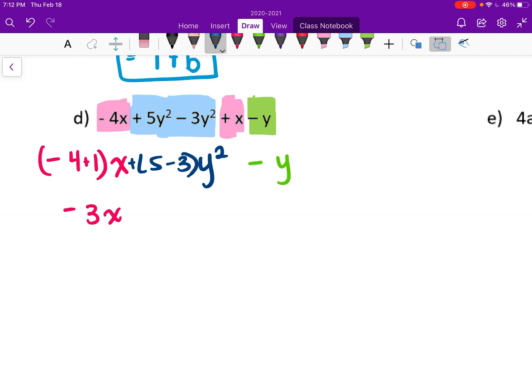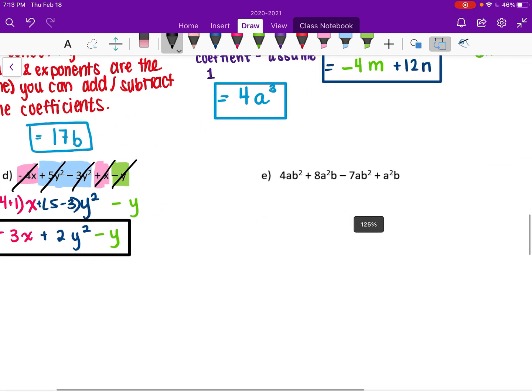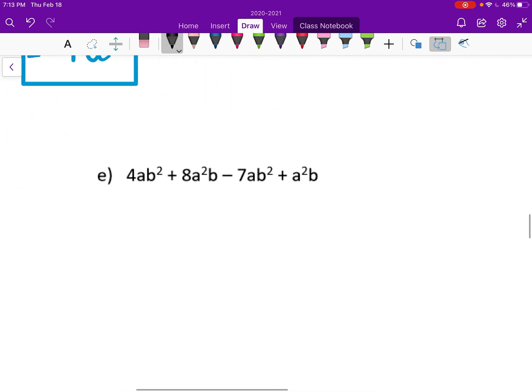Right? So 5 minus 3 is going to give me 2, so plus 2y squared. Minus y because there was nothing else left to collect it with. Now, I've collected this term, I've collected this term, and I've collected this term. That is my most simplified answer. Negative 3x plus 2y squared minus y. Okay? So if you just take it step by step, collect step by step, that's the best way to go about it. So how about here?